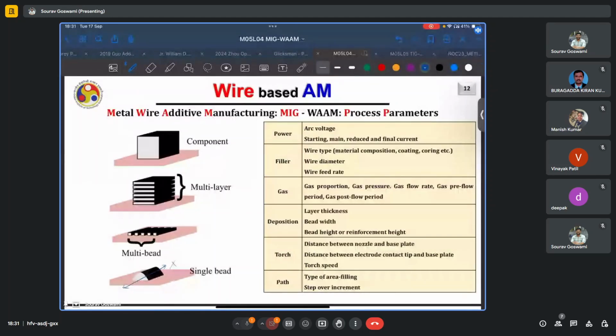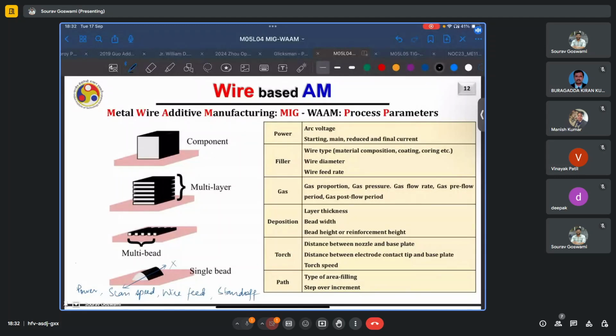So you may vary the power or the scan speed or the wire feed rate. In some cases, you may also vary the standoff distance between the nozzle and the substrate, and you try to optimize the bead characteristics. Typically, what we'll be looking for is, say, the dilution.